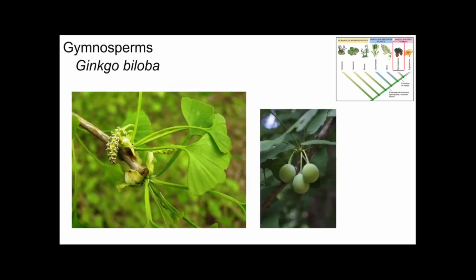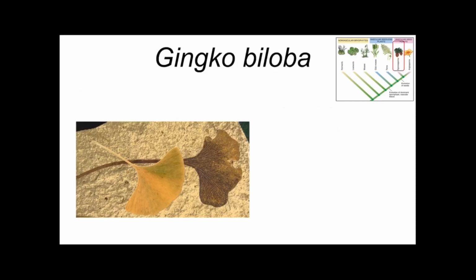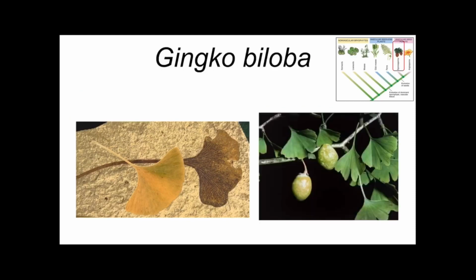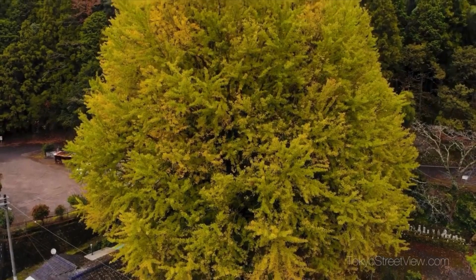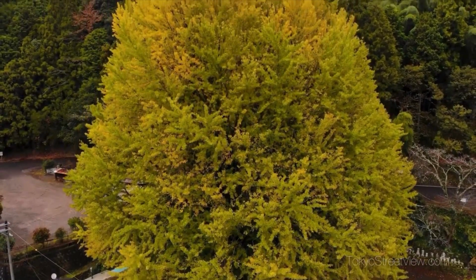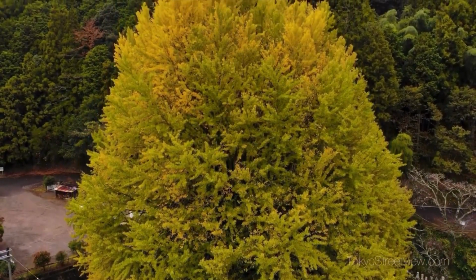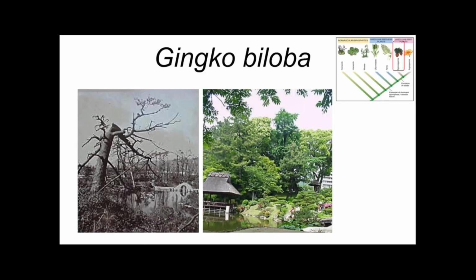Ginkgo biloba is what's known as a living fossil. Examples of ginkgo in the fossil record look very similar to individuals that are alive, almost indistinguishable. Ginkgo biloba is not just a survivor over large evolutionary timescales, but also can survive conditions that most other organisms can't. To this day, 6 individual ginkgo trees are known to have survived within 2 kilometers of ground zero of the Hiroshima nuclear bomb.